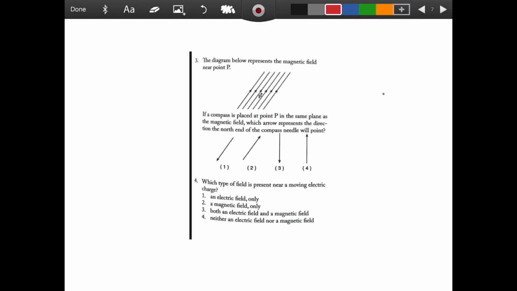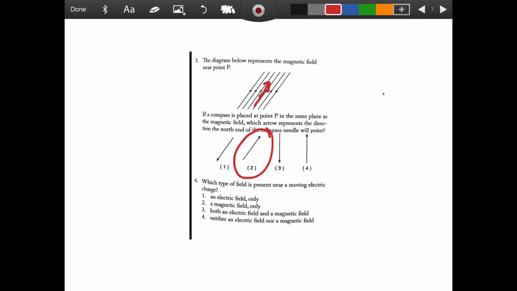The diagram below represents a magnetic field near point P. If a compass needle is placed at point P in the same plane as the magnetic field, which arrow represents the direction the north end of the compass needle will point? And remember, compass needles follow magnetic field lines, which are south-seeking. So if the magnetic field lines are moving in this direction, the north end of the compass needle will point in that same direction, making the answer to number 3 choice 2.